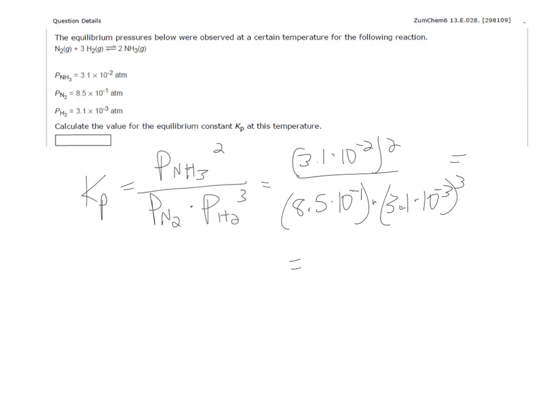And if we plug into our calculator and solve, I get 37,950, which, since those pressures were given to us to two significant figures, we should answer to two significant figures. So 38,000 is our value for Kp.